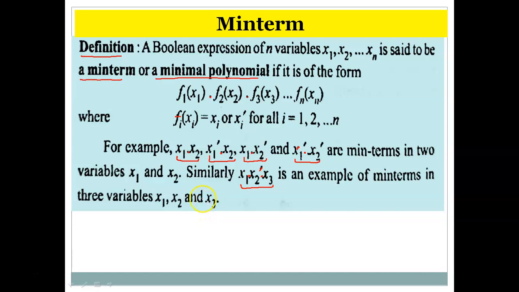So I again repeat, a Boolean expression of n variables is said to be a minterm or a minimal polynomial if it can be expressed in this form. Means the operation dot is there. In the minterm you will have the operation dot here, and here the Boolean variable x1 or x1 complement, x2, x2 complement. It depends on the number of variables in which you want to find the minterm.